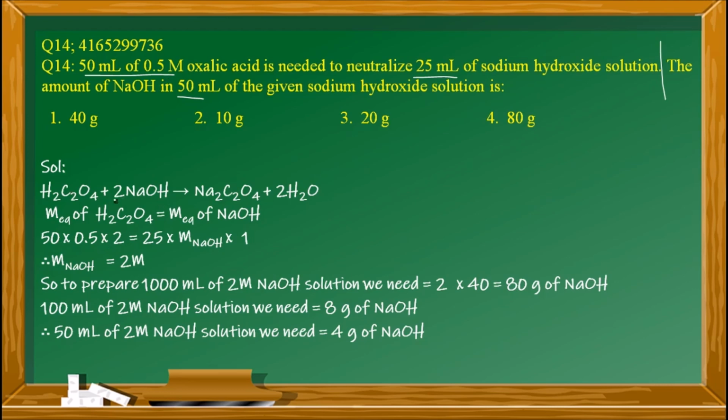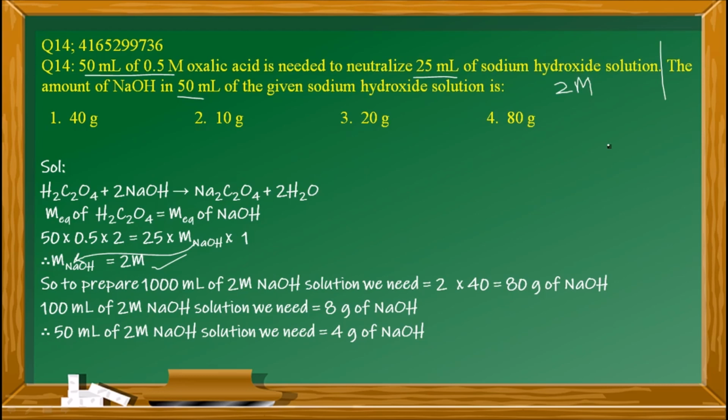Yes, this requires 2, so 2 equals 25 into M NaOH into 1. When you bring this NaOH towards the left hand side, what is going to happen? 50 into 0.5 into 2 divided by 25 is nothing but 2. So we are going to get a 2 molar solution. So this solution is nothing but a 2 molar solution. 25 ml of sodium hydroxide is a 2 molar solution.